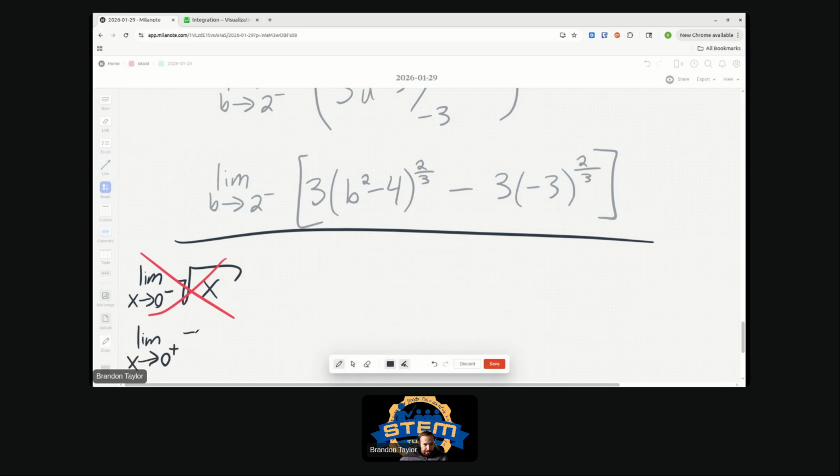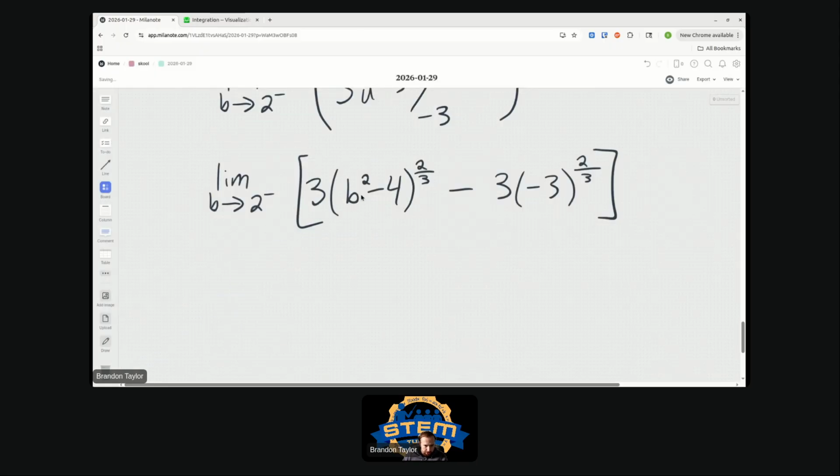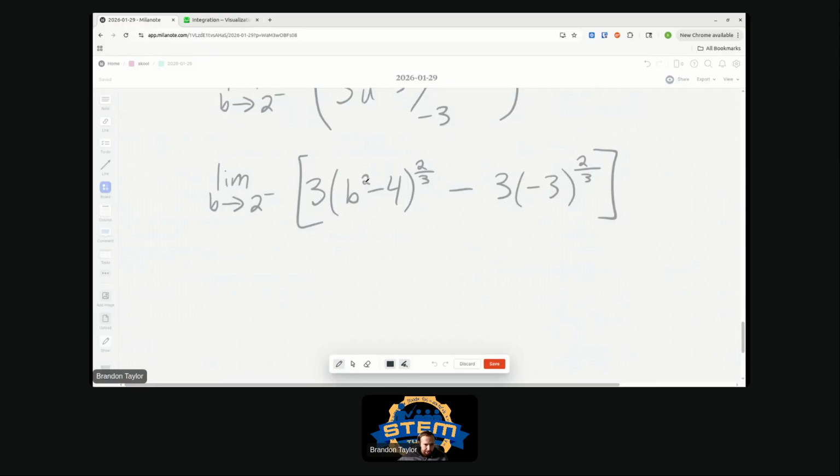Whereas if you had it from the right, that's completely doable, because you can have positive numbers on the inside of that. So that's just one example of where that might come in handy. But for our problem, it doesn't actually matter. It doesn't matter whether we plug in 1.99 or 2.001. When we square it, it's going to get infinitely close to 2. So we don't have a domain problem here.